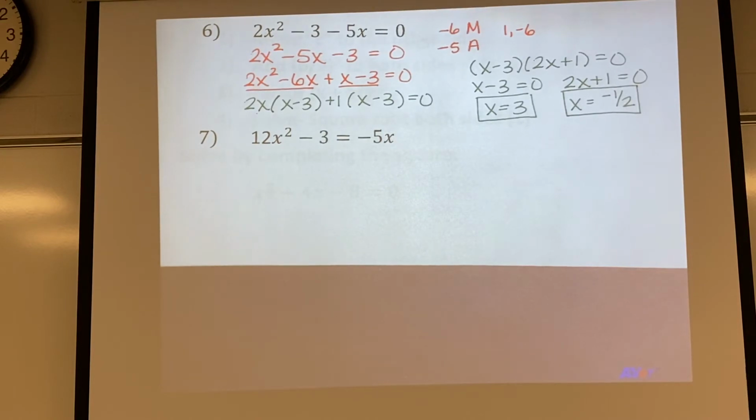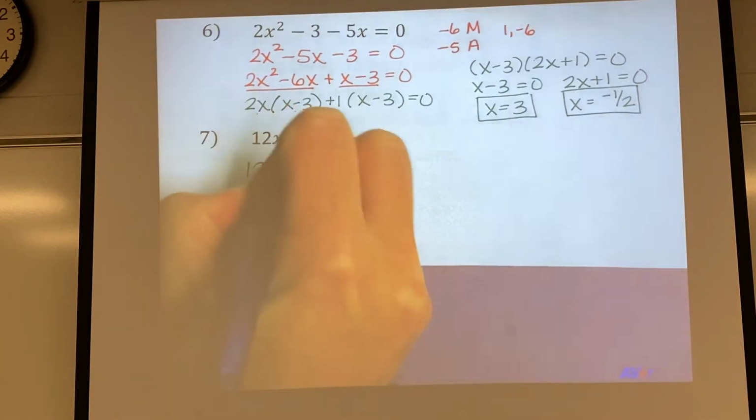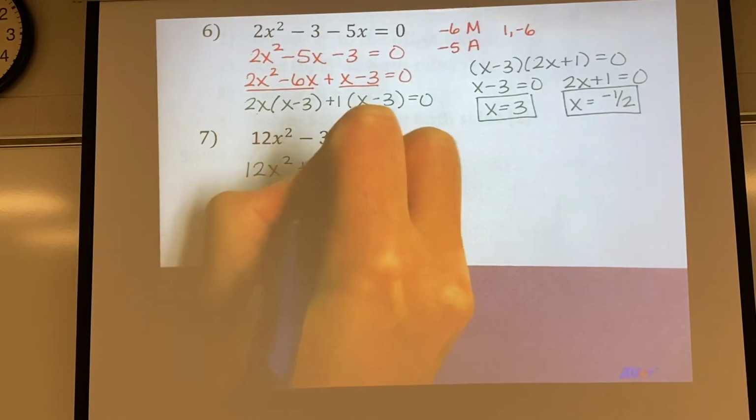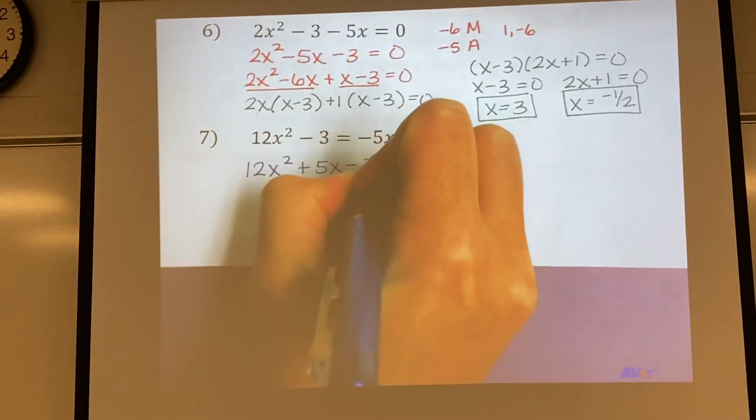All right, number 7. Here again, we need to get everything on one side and put in the right order before we can get started. So we need to add that 5x. That 5x is our b term or our middle term. So when we add it over, we need to make sure we stick it in the middle and not at the end.